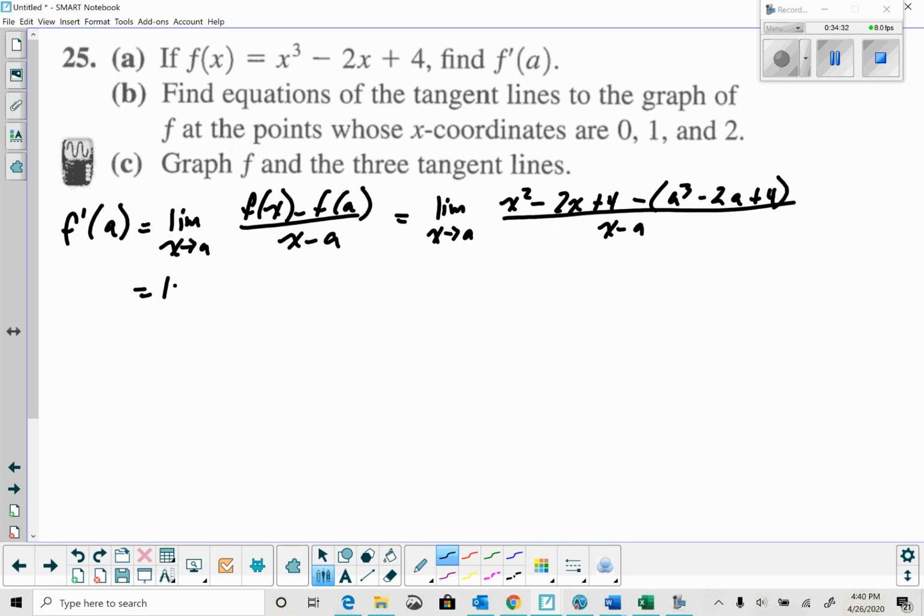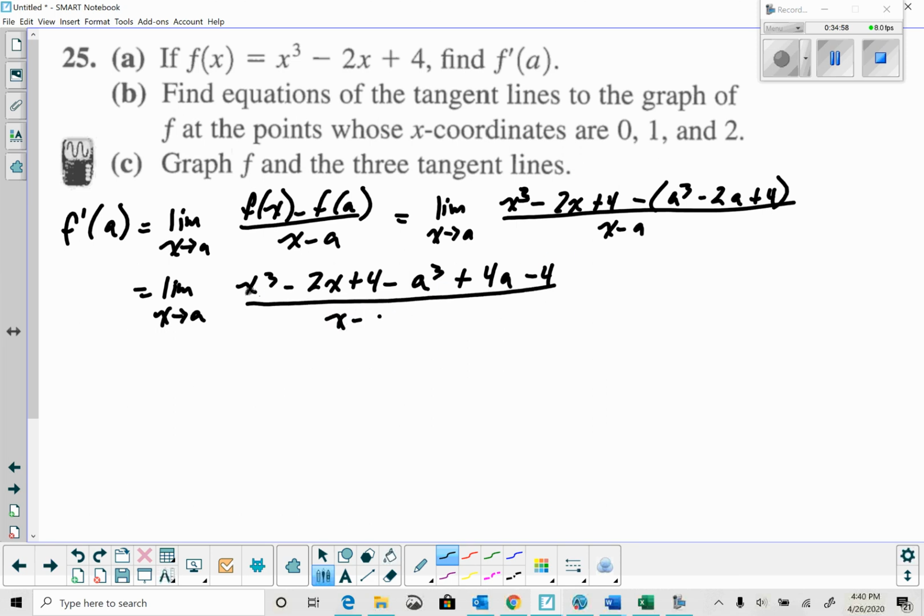Get rid of that set of parentheses. Sorry, I said x cubed and I wrote x squared. I apologize, and I did it again. X cubed minus 2x plus 4 minus a cubed plus 4a minus 4. And look at what happened to the constants. So somewhat similar to what I had a moment ago here.